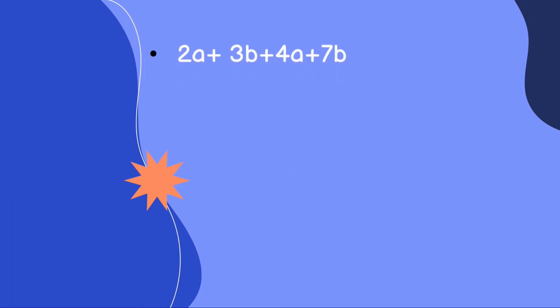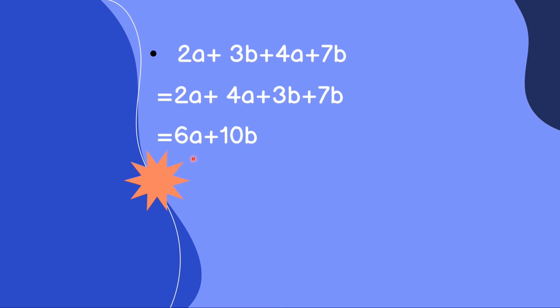Now we have a question to solve: 2a plus 3b plus 4a plus 7b. Our first step is to put together the like terms. So 2a plus 4a are the like terms and 3b plus 7b are the like terms. We put the like terms together. Now our next step is to add the like terms: 2a plus 4a and 3b plus 7b. We get the answer 6a plus 10b.